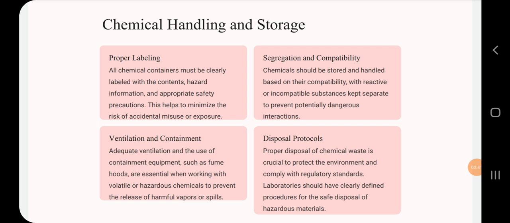Ventilation and containment. Adequate ventilation and the use of containment equipment such as fume hoods are essential when working with volatile or hazardous chemicals to prevent the release of harmful vapors or spills. Disposal protocols. Proper disposal of chemical waste is crucial to protect the environment and comply with regulatory standards. Laboratories should have clearly defined procedures for the safe disposal of hazardous materials.